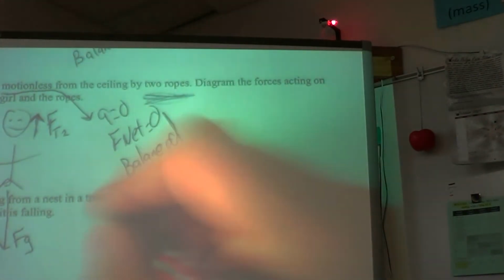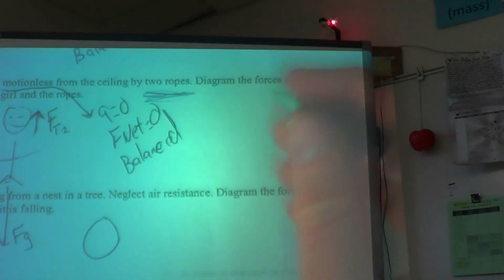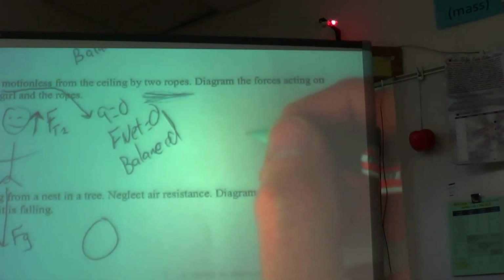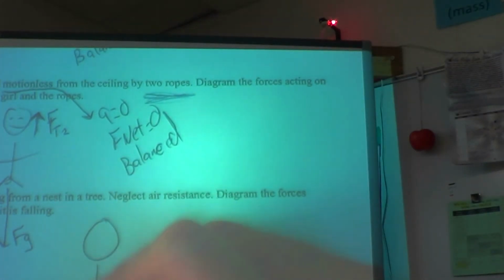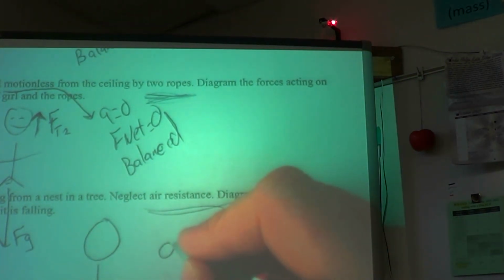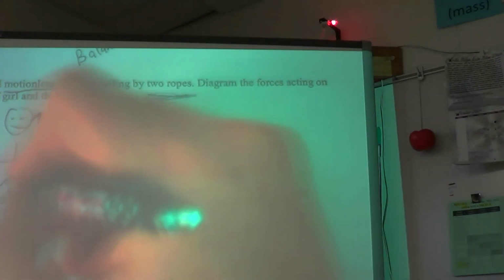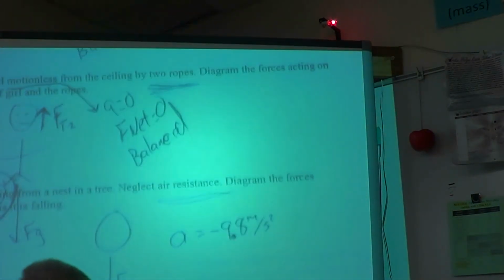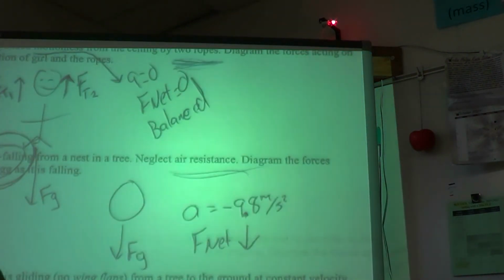An egg is free falling from a tree. Neglect the air resistance, draw diagram forces. So there's my egg. Free falling. What does that even tell me? There's no upward force, there's only gravity pulling on it. Okay, and it says neglect air resistance, and because of that, my acceleration is going to be negative 9.8 meters per second squared because of this free falling statement, just for the record. But my forces down are bigger than my ups. That's the only force acting on it.